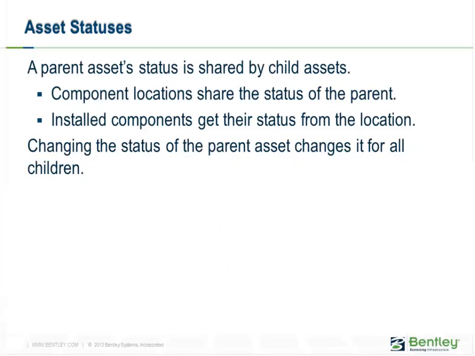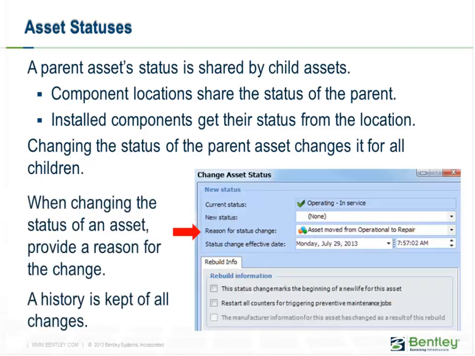A parent asset's status is shared by child assets. Component locations share the status of the parent. An installed component gets its status from the location. Changing the status on the parent changes it for all children. When you change the status of an asset, you can provide a reason for the change. A history of status changes is retained in APM. The history includes the name of the person making the change, the date it was done, and the reason.